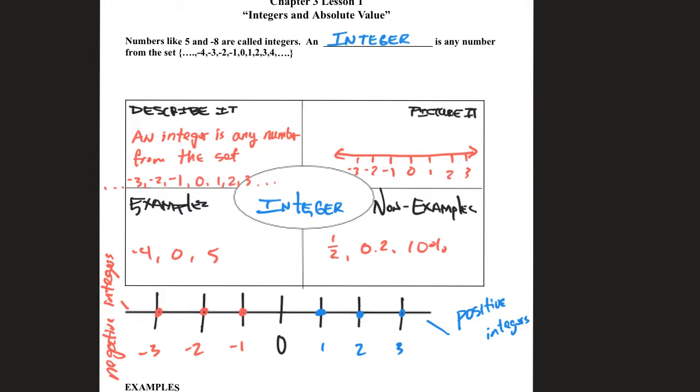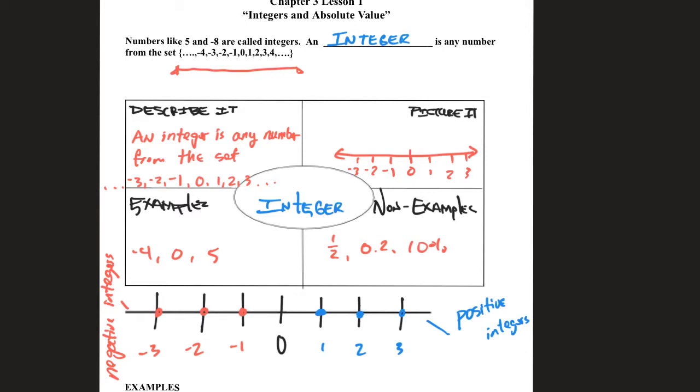We're going to look at integers, right? An integer is any number from the set, and that's right there, and that basically goes on indefinitely either direction. So they're essentially any numbers that fall on the number line, right? Any whole number and their opposite would be an integer. An integer is any number from the set. There you go. There's a picture of it.